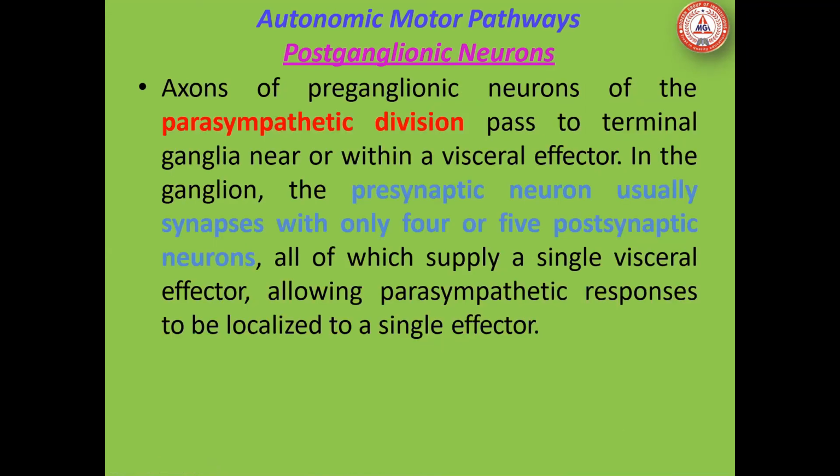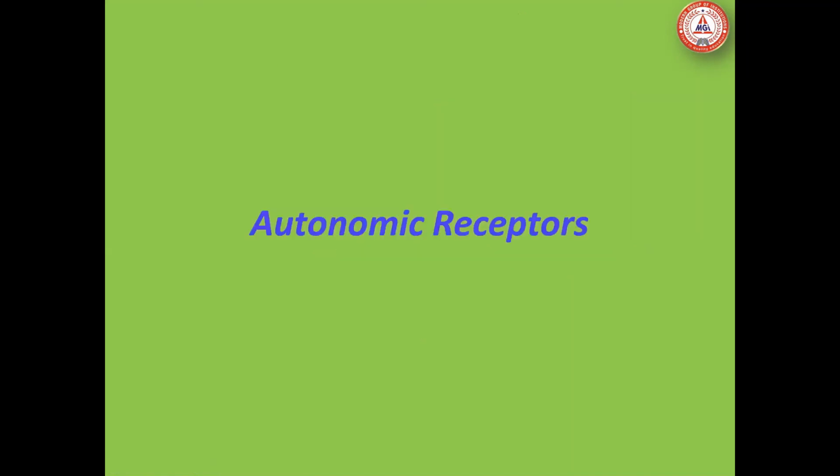Axons of the preganglionic neurons of the parasympathetic division pass to terminal ganglia or within the visceral effector. In the ganglia, the presynaptic neuron usually synapses with 4 or 5 postsynaptic neurons, all of which supply a single visceral effector, allowing the parasympathetic response to be localized to a single effector.